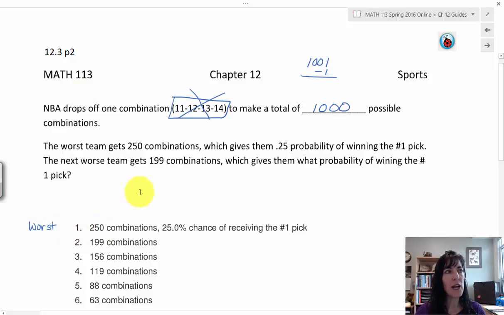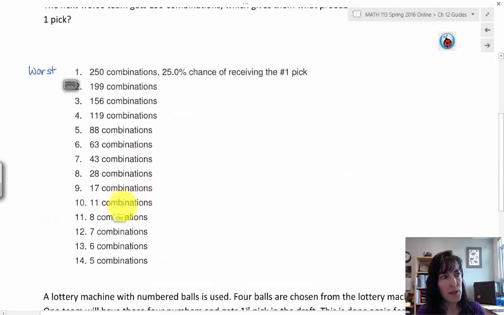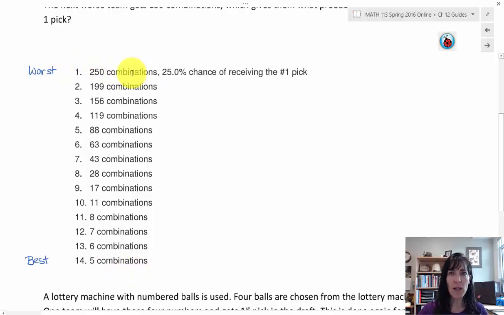And as you go down, this number 14, the ones who get 5 combinations, that's your best team of the 14 who are not going to the playoffs, so they're mediocre really. They're a middle of the road team, just barely missed going to playoffs. They only get 5 combinations. The very worst team in the NBA gets 250 combinations, which gives them a 25% chance of receiving the number 1 pick.